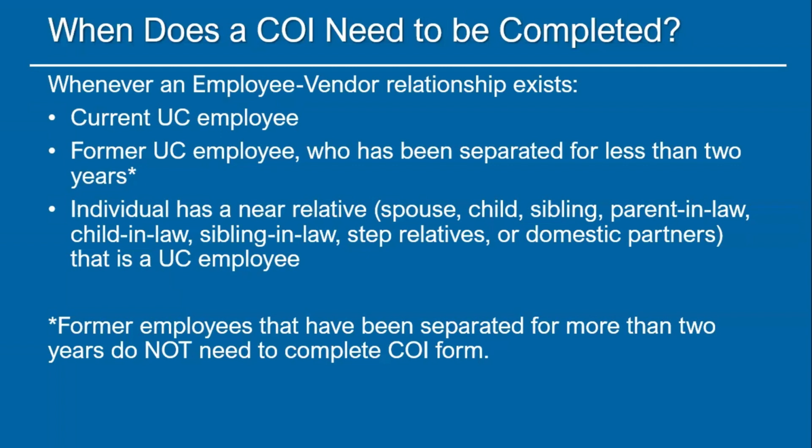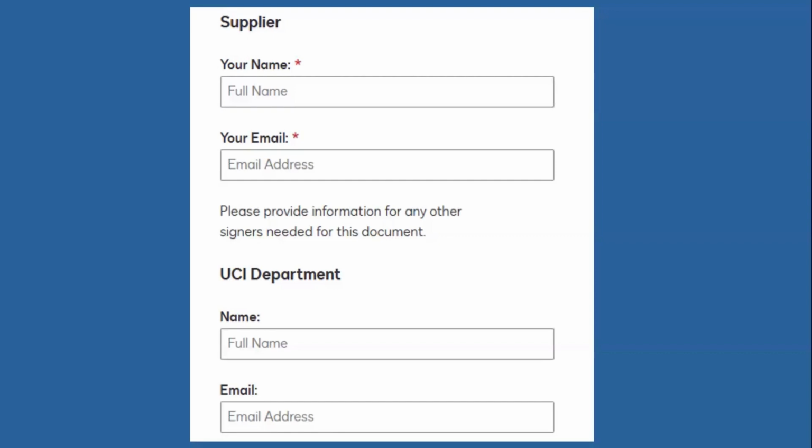Conflict of interest is typically identified when the supplier goes through the onboarding application in PaymentWorks. If conflict of interest applies, the supplier should receive a link to a DocuSign Power form in order to complete their portion of the form. The supplier will input the full legal name of their business or their own full legal name if the supplier is just an individual, as well as their email address in the supplier section. The supplier will also need to input the name and email of their contact in the requesting department.